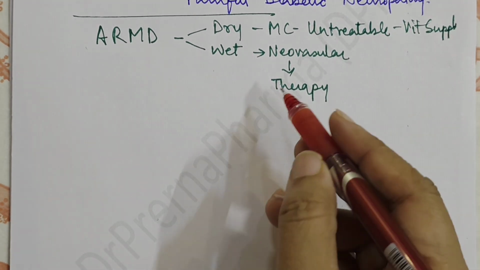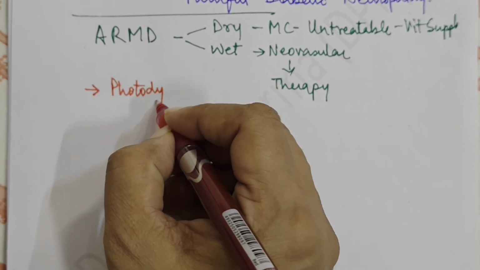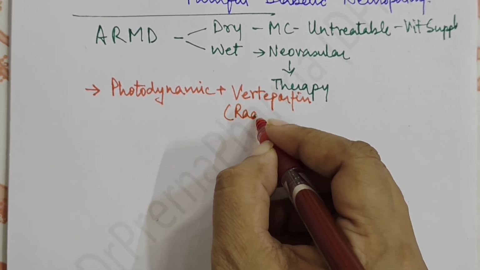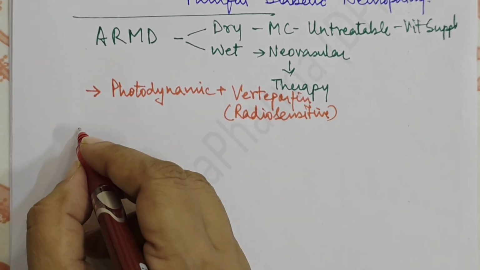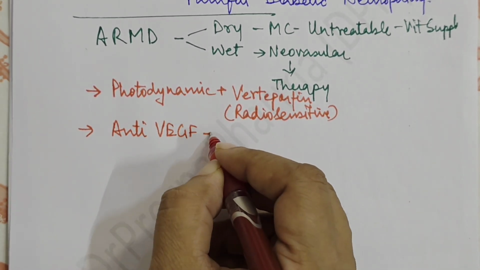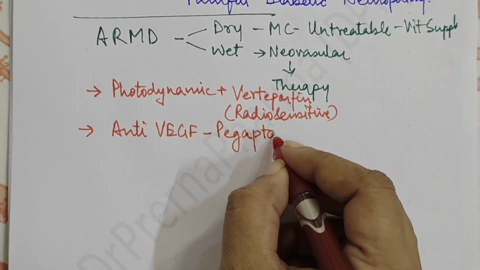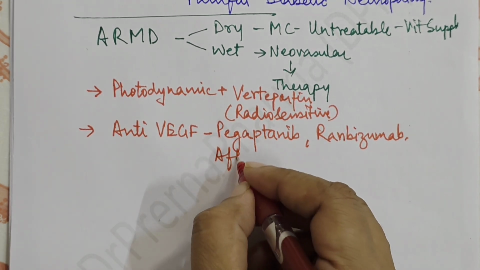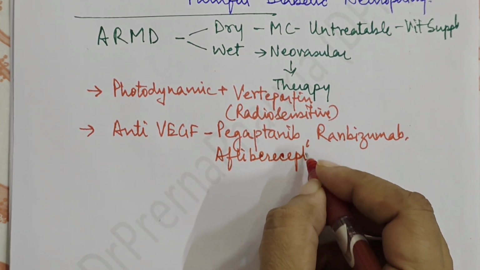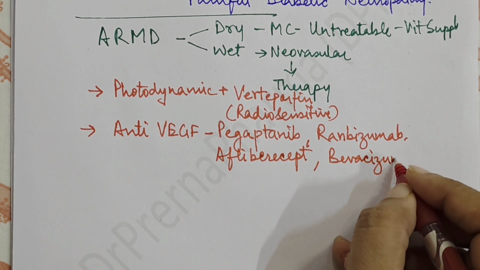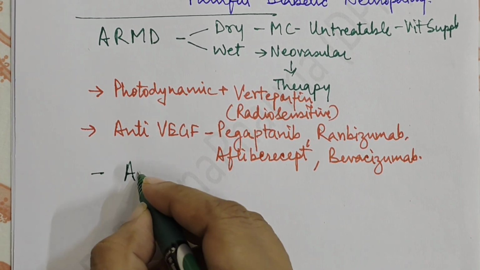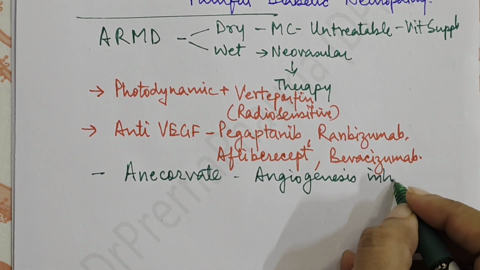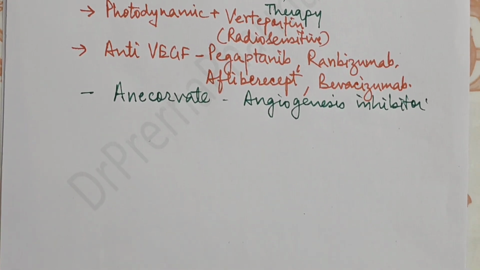Okay, now what are the drugs which are used in age-related macular degeneration? It is either photodynamic therapy, plus there's a new agent called verteporfin. This is a radio sensitive material. Then anti-VEGF drugs, what are they? Pegaptanib, ranibizumab, then aflibercept and bevacizumab. Then there's a new drug, anecortave, and this is an angiogenesis inhibitor.